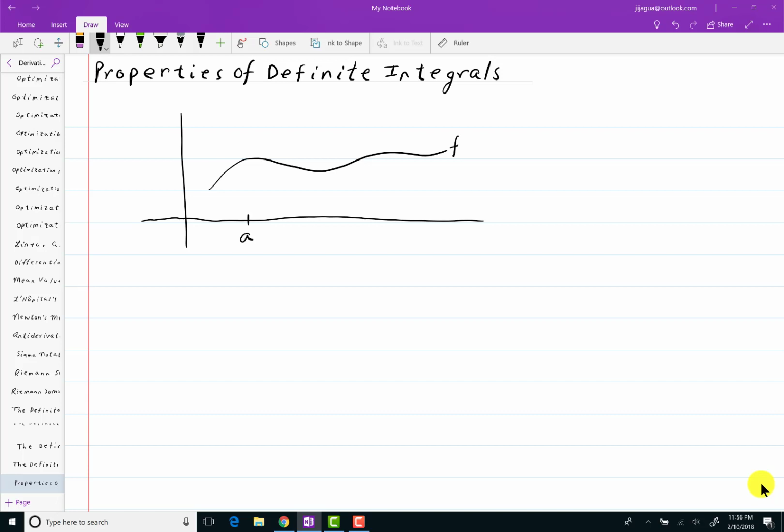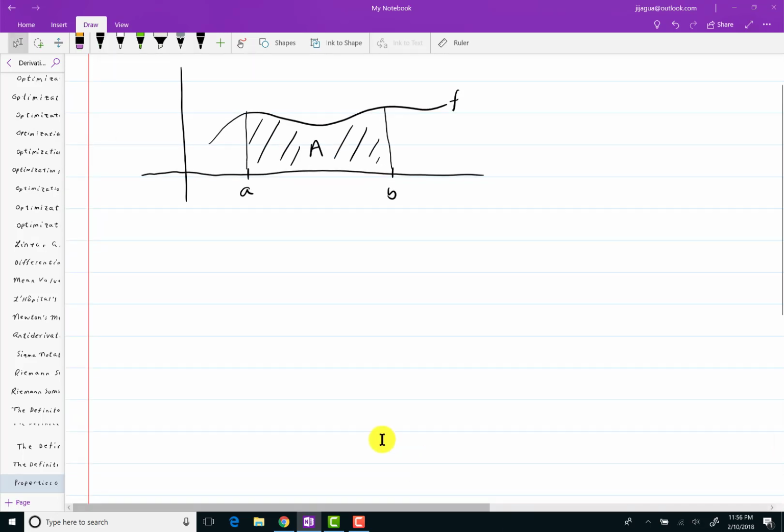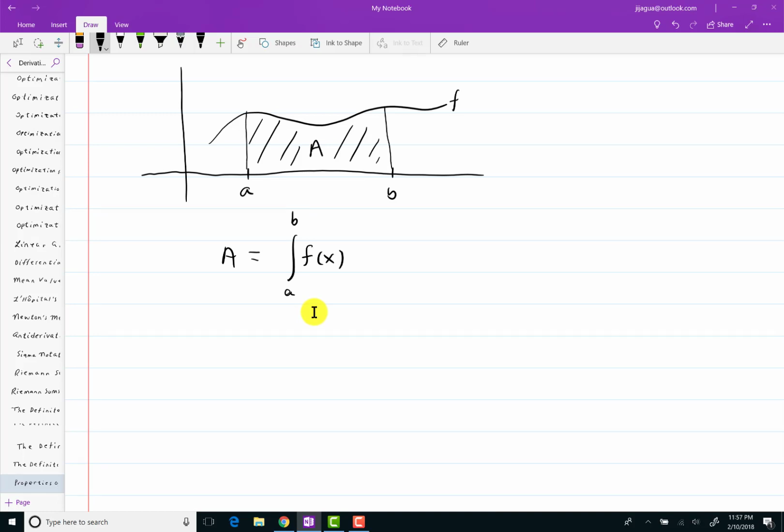And from a to b, if the function is above the x-axis, then we were interested in finding that area underneath of the graph, but above the x-axis and between a and b. And this, of course, the area underneath of that curve is equal to the value of the integral from a to b, f of x dx.